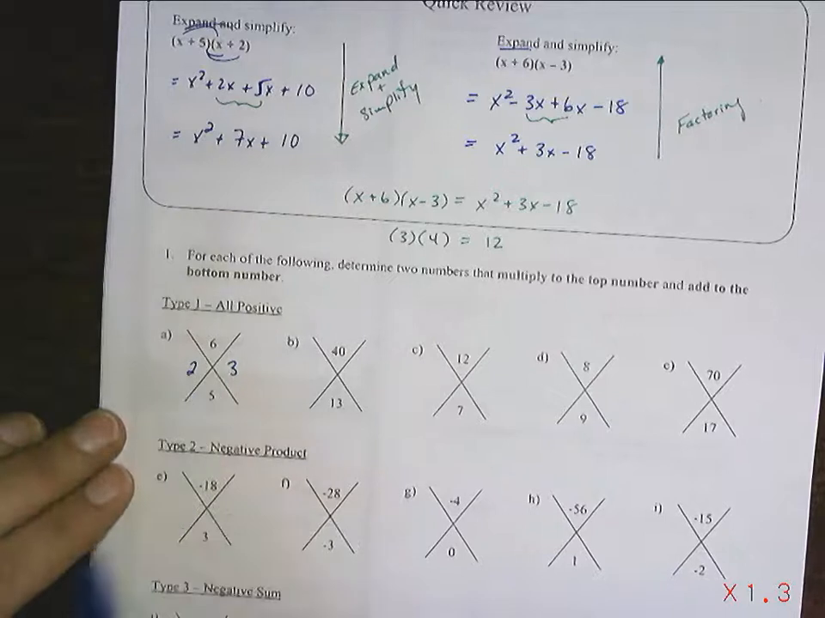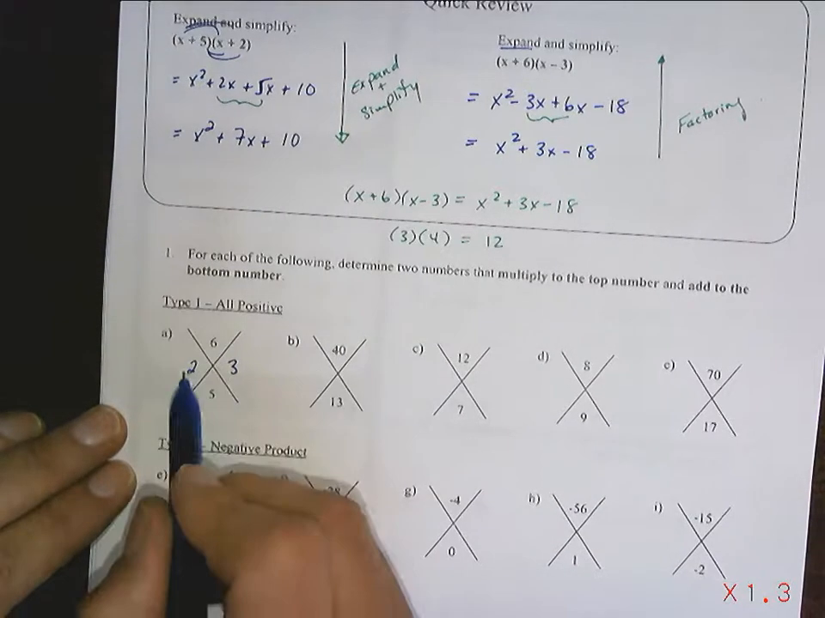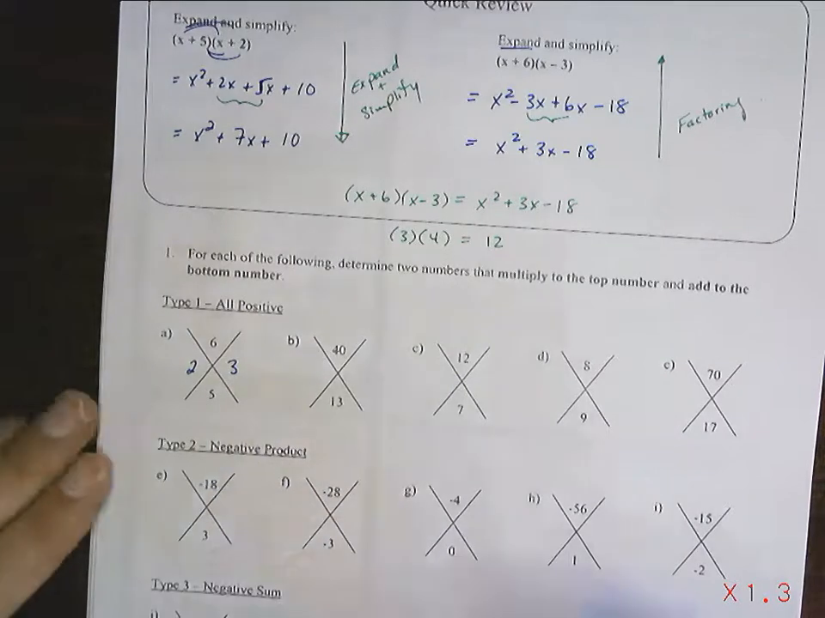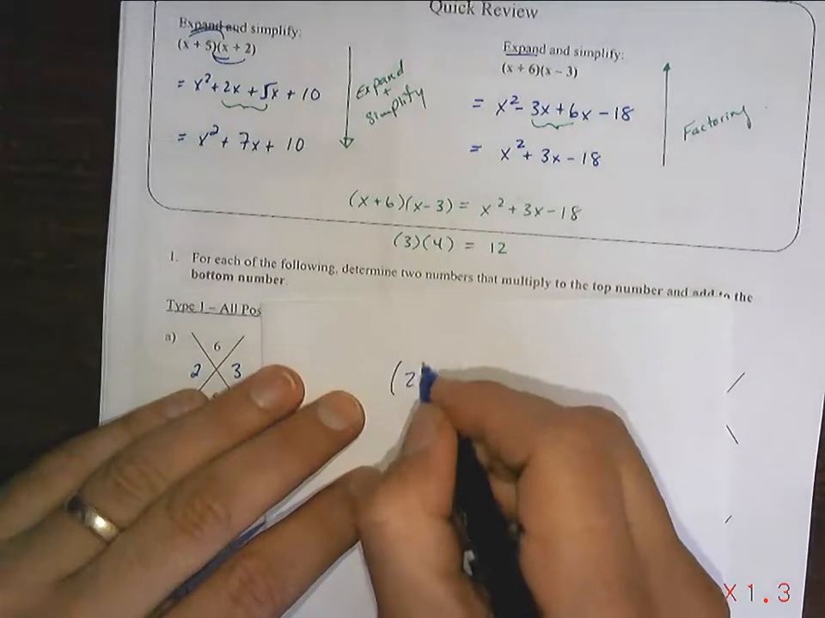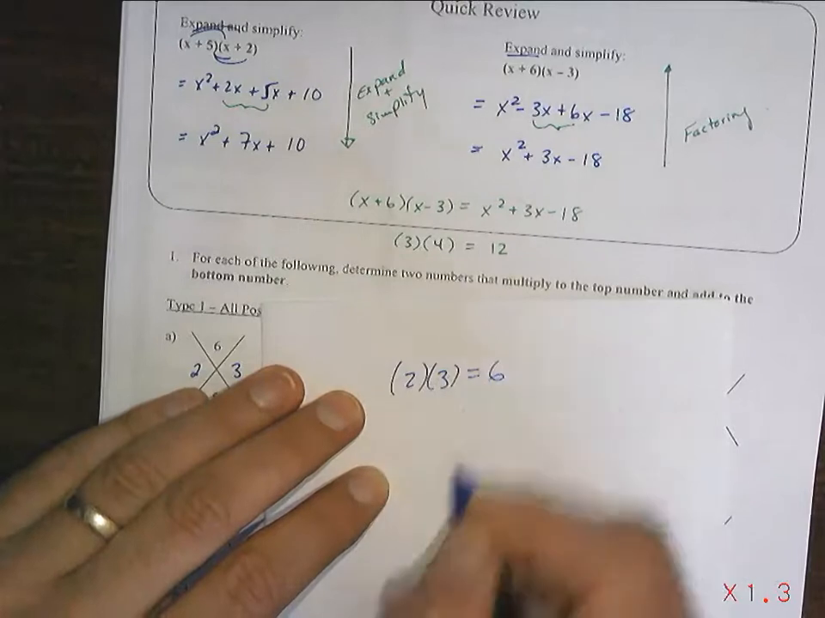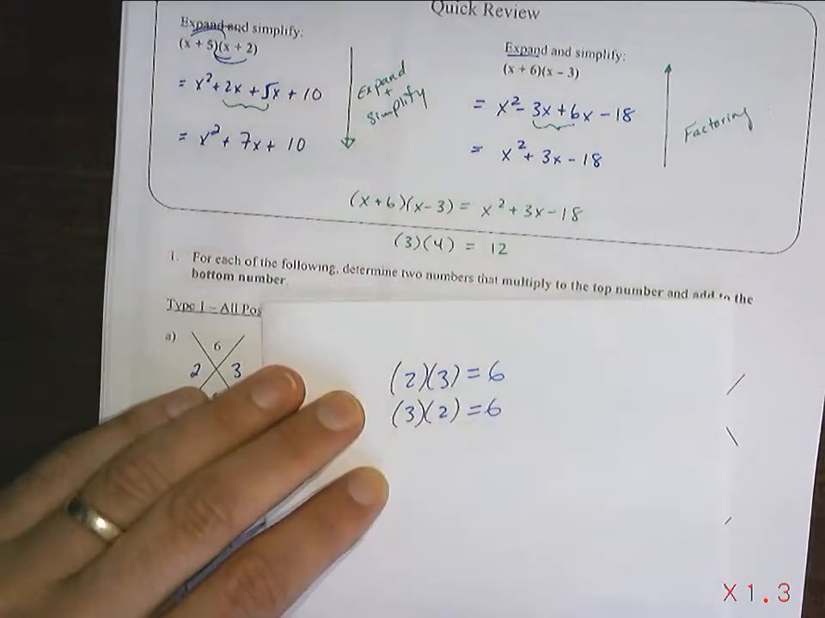2 times 3 is 6. 2 plus 3 is 5. It doesn't matter if you put the 3 first and the 2 second, because order of multiplication does not matter. If I asked you what 2 times 3 was, you would correctly tell me 6. If I asked you what 3 times 2 was, you again would correctly tell me 6.